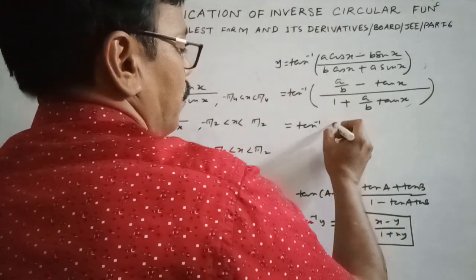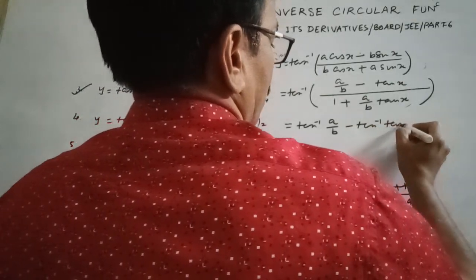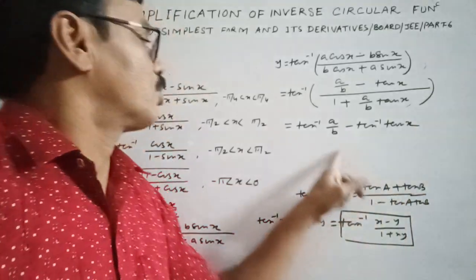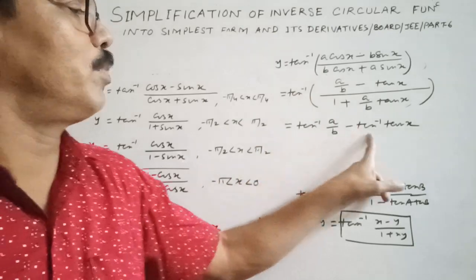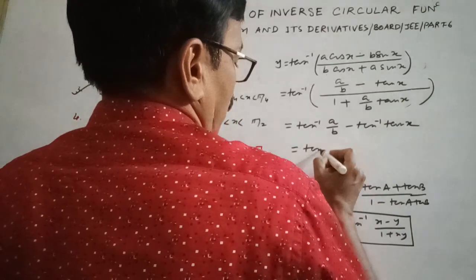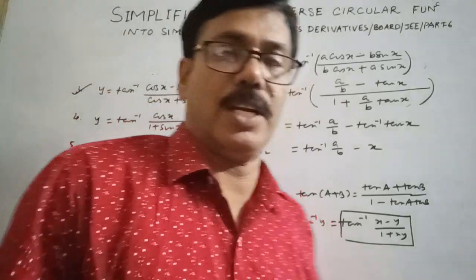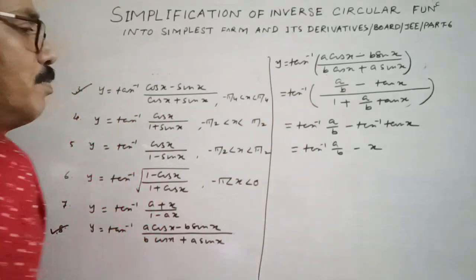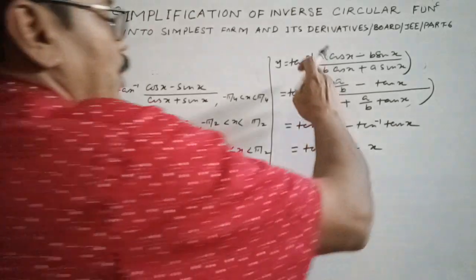Here x is replaced by a by b, and this is tan inverse tan x. Tan inverse a by b minus tan inverse tan x. So this is the compact formula. If you write it in expanded form, you get this one. So now this one is tan inverse a by b minus x. So this is the simplified form.